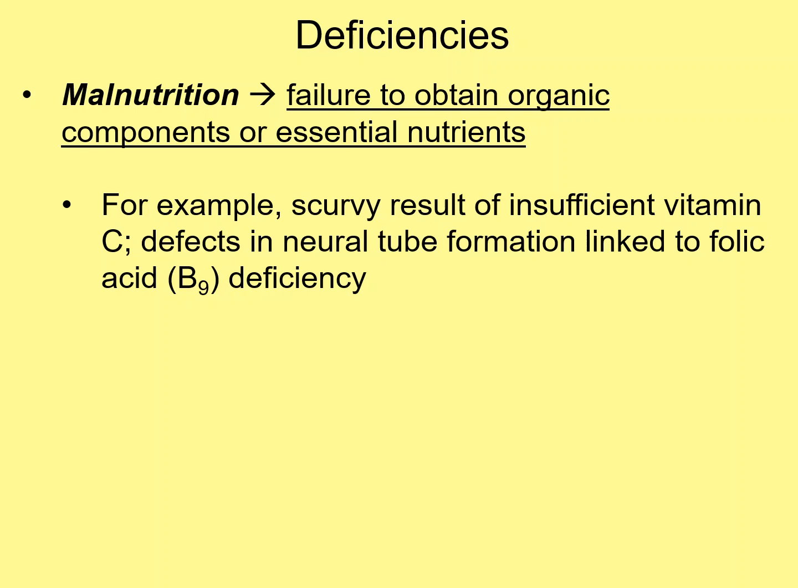Another birth defect associated with a particular deficiency is spina bifida. And this results when your neural tube during early embryonic development doesn't close like it's supposed to. So as we know, this happens fairly early in embryonic development and as a result of a deficiency in folic acid, which is one of our B vitamins.